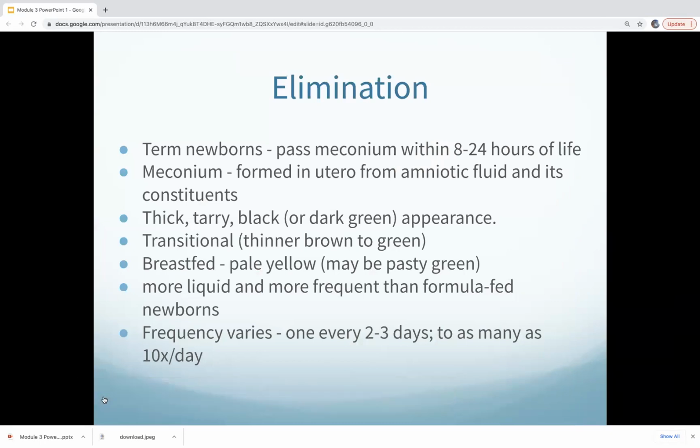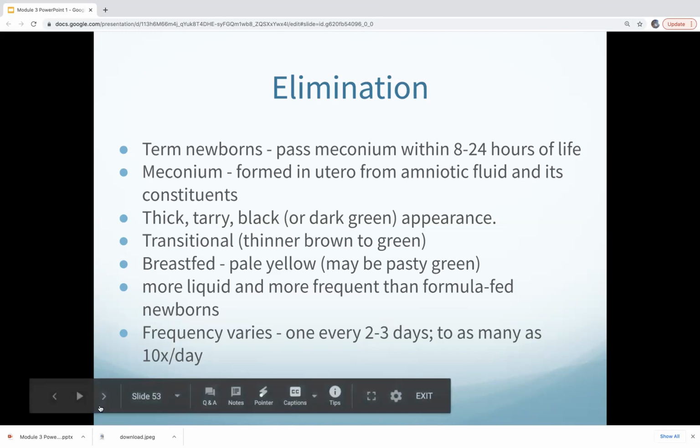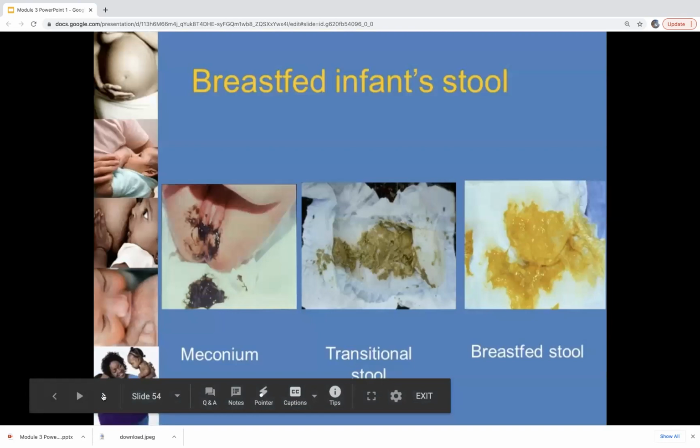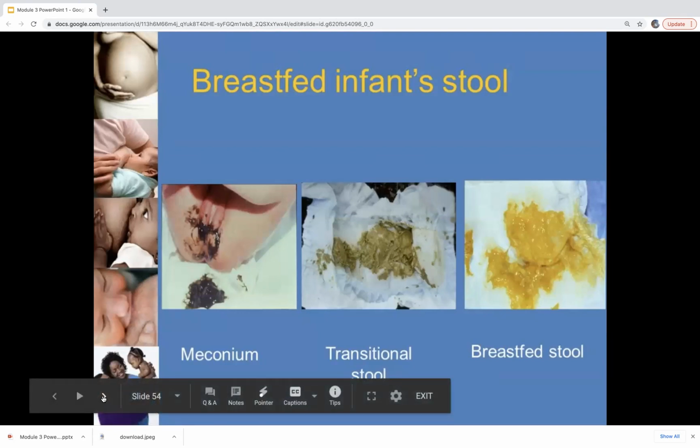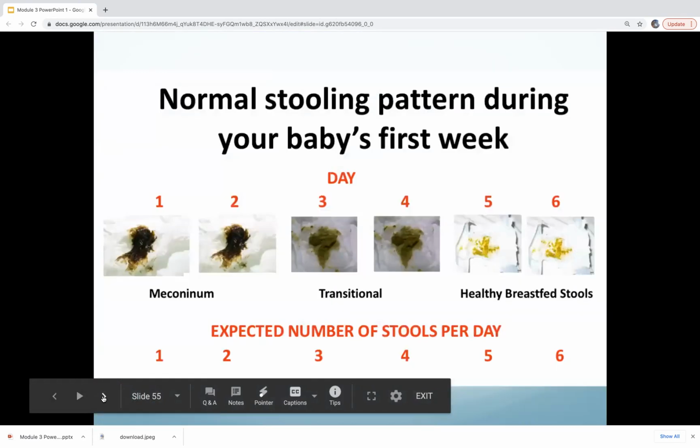Elimination: term newborns are going to pass their meconium at about 8 to 24 hours of life. It is very thick, dark, tarry, and it's different from bottle fed to breastfed. Breastfed, it can vary. It can be 1 every 2 to 3 days. It can be as many as 10 times a day, and the color can be yellow to green. So there is a breastfed infant stool. So you see the meconium, then you see that transition, which is green, and then that yellow in the breastfed stool. So there's a normal stooling pattern, again, in a breastfed infant.